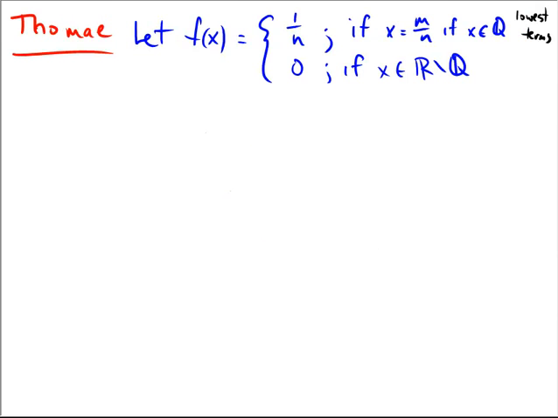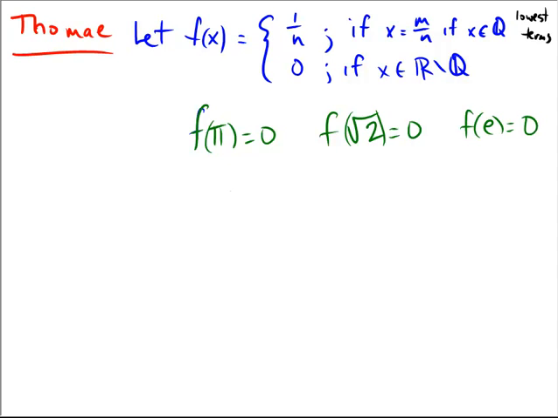Okay, now for our last example, let's look at the Thomae function. Let f of x equal 1 over n if x equals m over n for rational numbers, as long as that fraction is reduced to lowest terms, and we'll let it be 0 if x is an irrational number. Okay, so this one's a really sneaky function. So f of pi, right? Pi is irrational. F of pi equals 0. F of root 2 equals 0. F of e, any irrational number is always going to be 0.